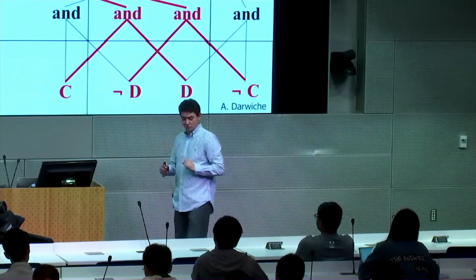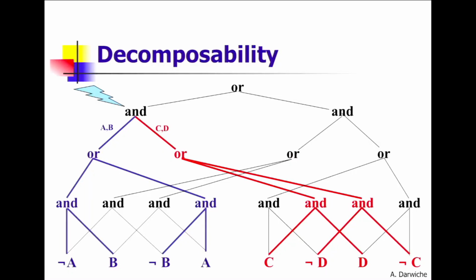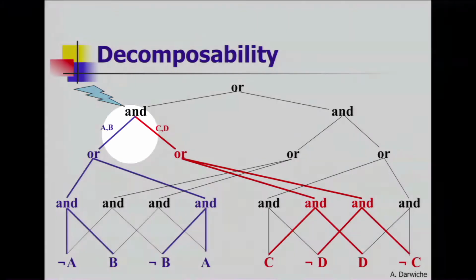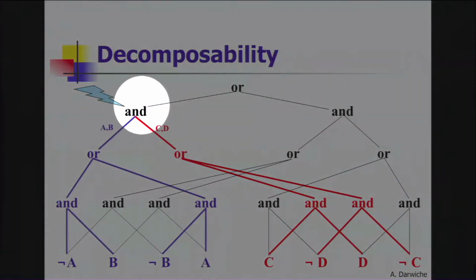So start with decomposability. It's very simple. The decomposability property tells you that, look at this AND gate. Look at the 2 subcircuits that are feeding into it. There's the blue and there's the red, correct? What are the variables mentioned in the blue subcircuit? A, B, correct? What are the ones in the red one? C, D. They do not overlap. That's decomposability.